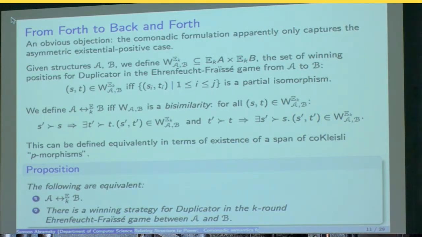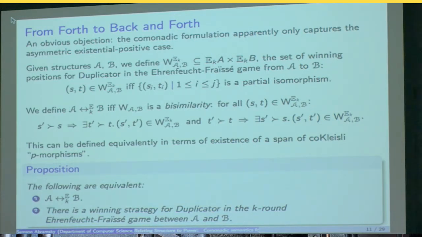So spoiler gets to choose either to play in A and then duplicator responds in B, or to play in B and then spoiler responds in A. So the second clause, it's still spoiler and duplicator, but it's spoiler playing in B. And that's exactly the thing we're adding over and above what we just had from having a homomorphism that was asymmetric. Right. And we can do that in terms of the existence of a span of suitable morphisms, but I didn't want to go into that.